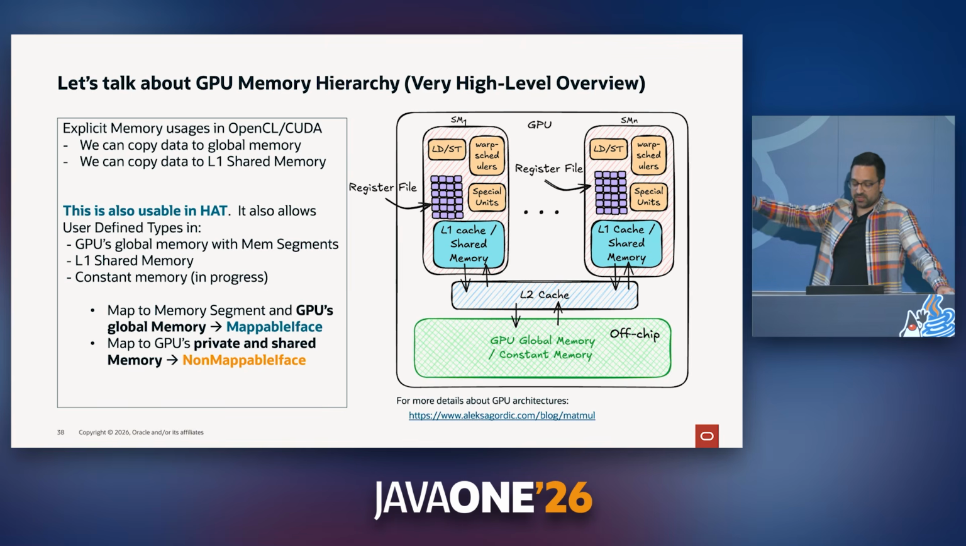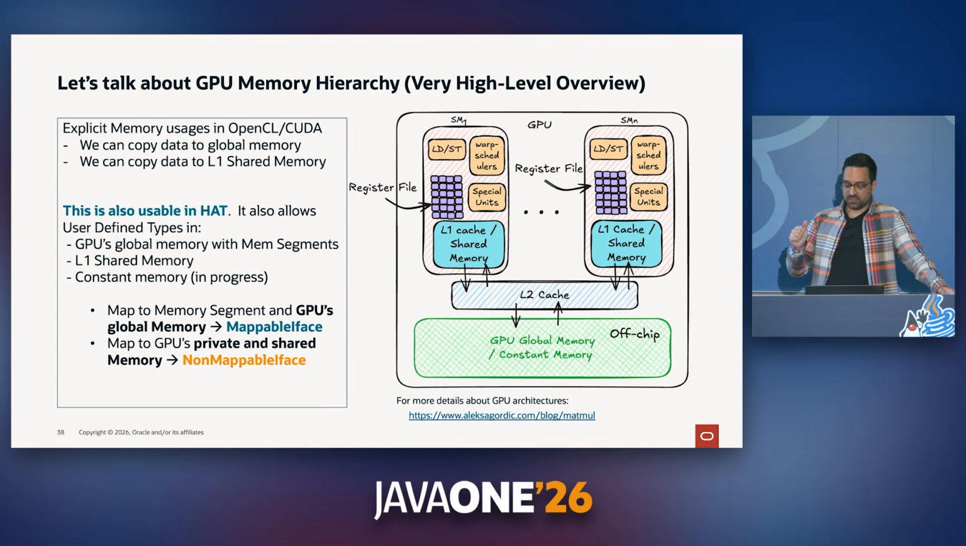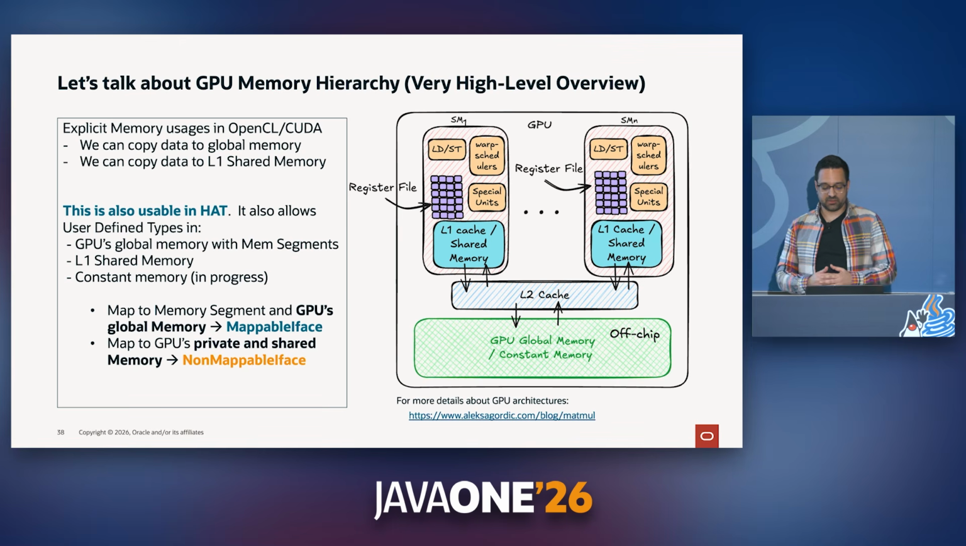There's also another special region called constant memory. If your data is read-only and you're never going to change it, you can place it in this area, right? In HAT right now, we can place it in global memory and shared memory. And to differentiate, we have created the concept of mappable iFace. So you have your interface to create your own types, and you stem from a mappable iFace interface. And that means that you kick in the logic to send the data to global memory. And with the non-mappable iFace, you kick in logic to send the data to either shared memory or private memory. It depends on what you want to do.